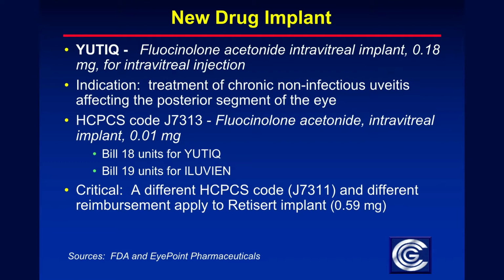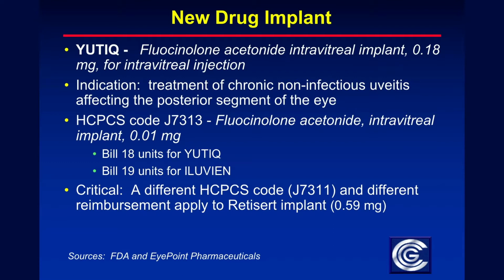At the end of 2018, EyePoint Pharmaceuticals received FDA approval for YUTIQ, which differs from ILUVIEN in the dosage, 18 milligrams versus 19 milligrams. The FDA has approved YUTIQ for the treatment of chronic, non-infectious uveitis affecting the posterior segment of the eye. The same HCPCS code, J7313, applies to both products. Only the number of billed units is different.